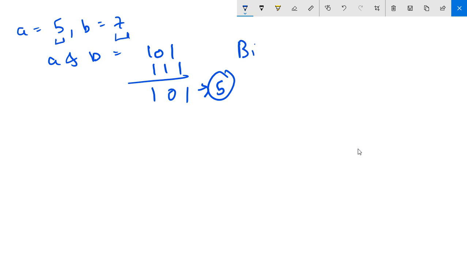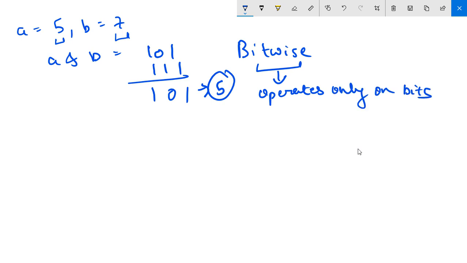As the name suggests, Bitwise operator. What the word bitwise means is that it operates only on bits.